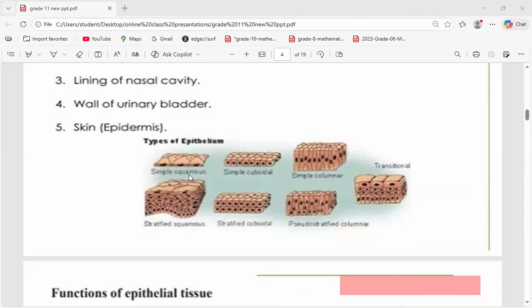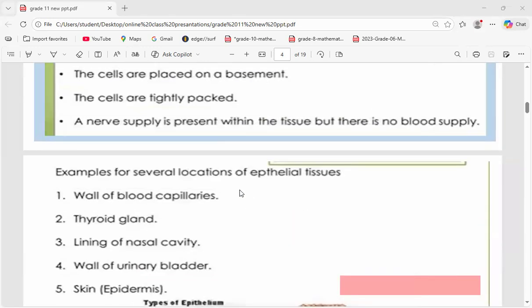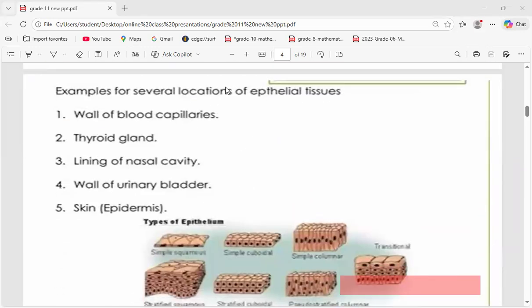Simple, these are all single layer. These are the ones with more layers of epithelial tissues. You have them in A level. No need, I just put the pictures of the types of epithelial tissue, you just have to see. Okay, write the locations of epithelial tissue. Quickly note these five, the locations of epithelial tissue.